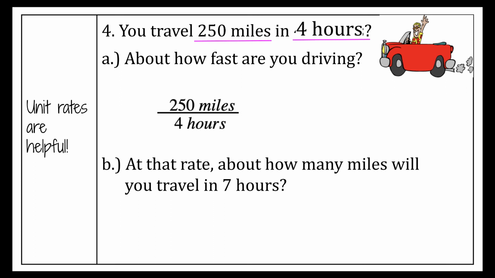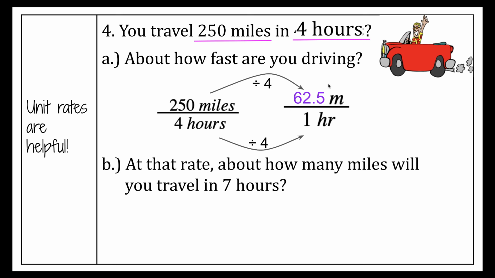So about how fast are you driving? Well, let's figure out our miles per hour. Let's set up our unit rate. Pause the video at any time if I'm clicking through and it's too fast for you to write along with me. We just take 250 and divide it by 4.5, or it can look like this. How am I going from 4.5 to 1? Think of your equivalent fraction knowledge. Dividing by 4.5. So 250 divided by 4.5, that's going to give me 62.5 miles for every hour. Or you could say I'm driving about 63 miles per hour. At that rate, about how many miles will you travel in 7 hours?